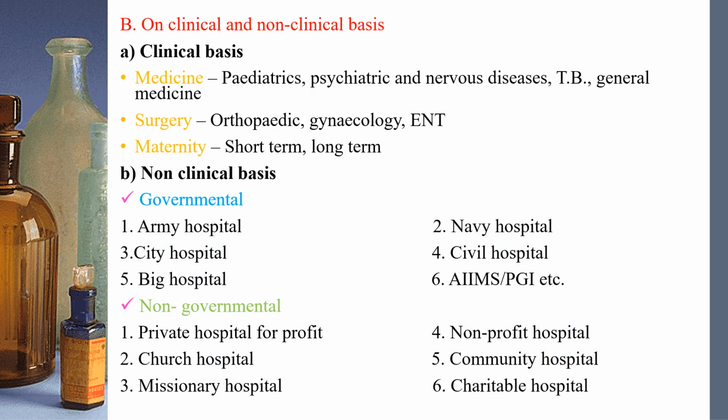Now second classification is on clinical or non-clinical basis. So under this we again have two types. One is clinical, second is non-clinical. Under clinical again three types: medicine, surgery and maternity. Under medicine we have pediatric, psychiatric, nervous disease, TB, general medicine. Under surgery, we have orthopedic, gynecologist, ENT, and maternity, which is either short term or long term.